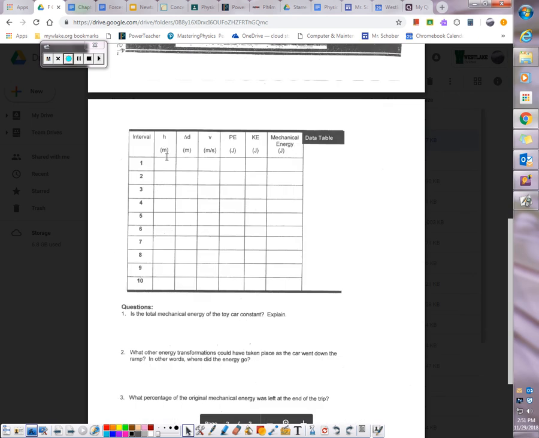Like I said, always double check yourself by looking at your chart. These values should be decreasing. These should be increasing going down. These should be decreasing going down. These should be increasing going down. And these should either be staying the same or in general going down.